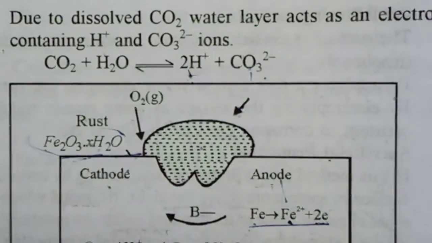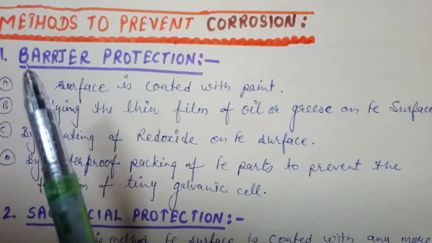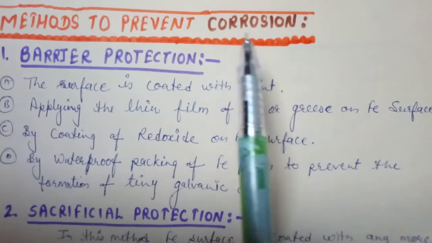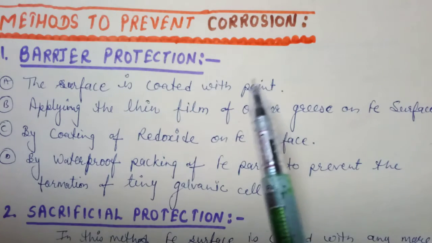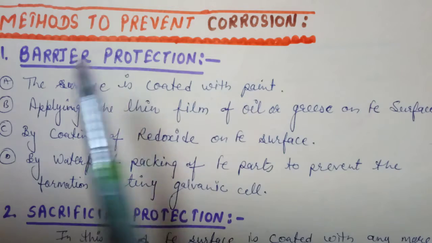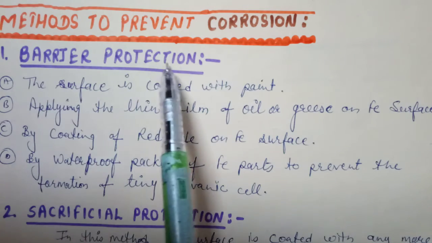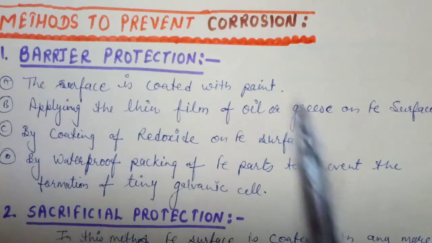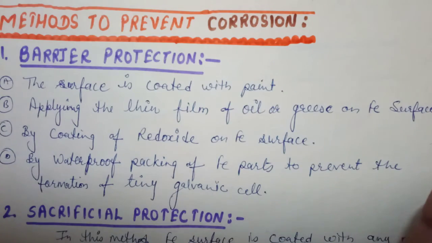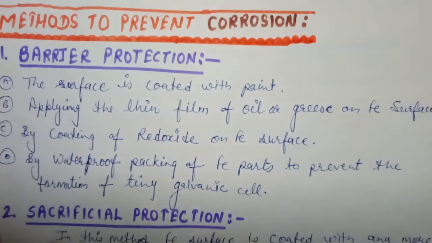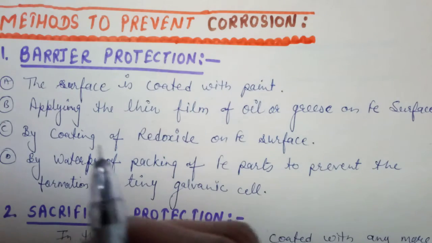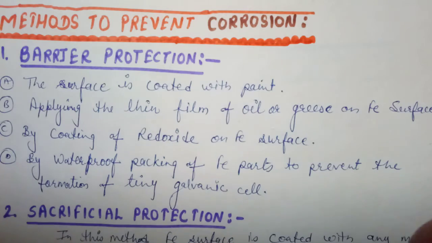Clear? Okay. Now we will discuss the methods to prevent corrosion. It is a very harmful process where there is very great loss of iron in the world due to corrosion. So number one is barrier protection. Barrier protection means we will use a barrier between the iron and the atmospheric oxygen and moisture to prevent the formation of a small galvanic cell. If galvanic cell is not formed, then corrosion will not take place.